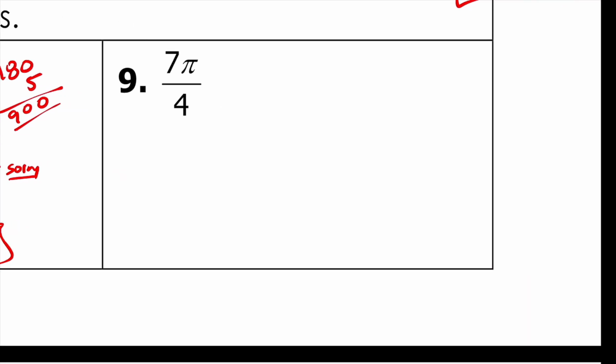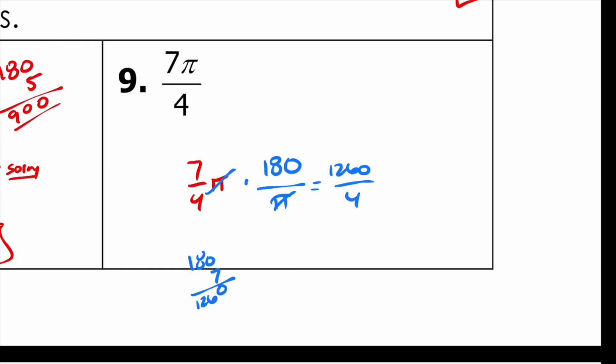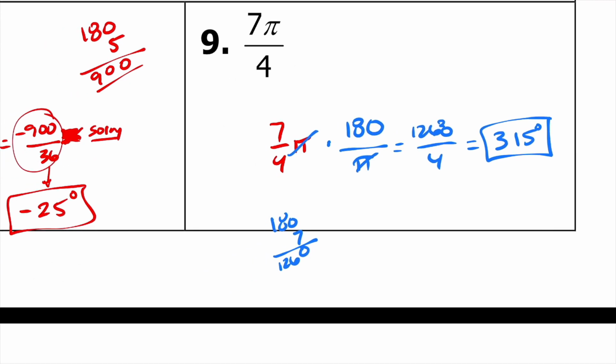Again, let's plug it into the formula. Multiply by 180, divide by pi. Okay, the pi's cancel out. I get 180 times 7 divided by 4. So 180 times 7 is 1260 divided by 4. And let's see, 4 goes into 12 3 times. 4 goes into 6 1 time with a remainder of 2. And then 4 goes into 20 5 times. So that's 315 degrees.